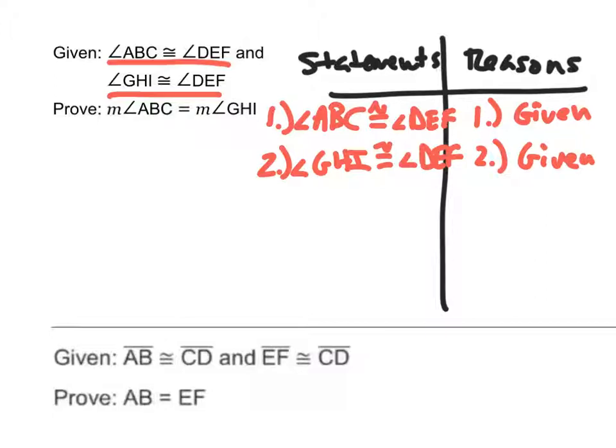Now, you are asked to prove that angle ABC is congruent to, or the measure of ABC is equal to the measure of, angle GHI. There's just a lot of stuff going on, right? And you're like, okay, how do I prove that? What do I need to do? It's confusing because to you it's very abstract and not concrete.